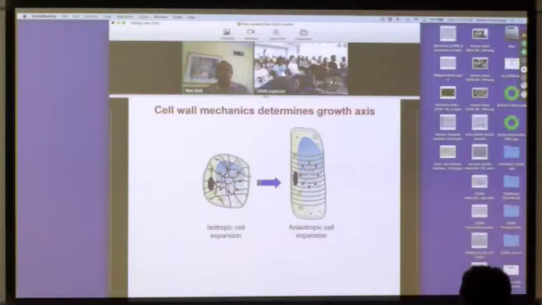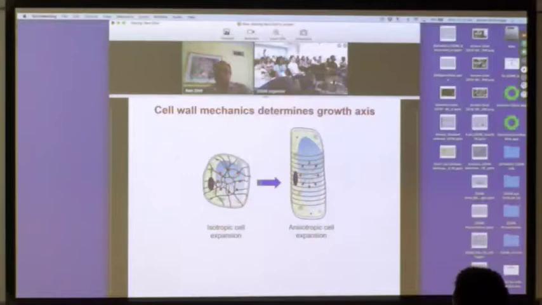So the main idea in terms of cell wall mechanics controlling the growth axis is if you have plant cells whose cellulose microfibrils, here shown in those black lines, are more or less randomly organized, then you will expect and you'll see, roughly speaking, isotropic plant expansion because there's no bias or asymmetry in the wall mechanics.